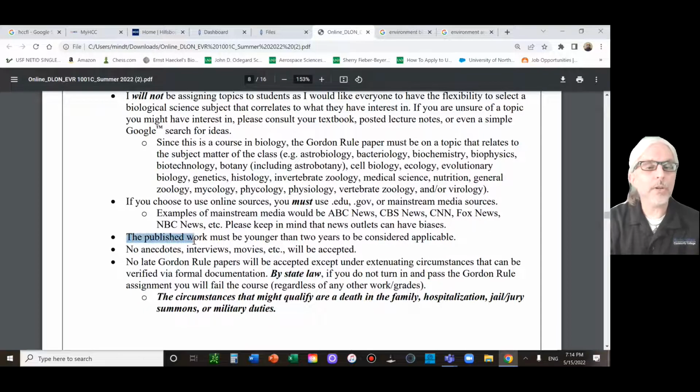Generally in biology, it's considered appropriate for the paper to be 2 years or younger. The science changes rapidly. Now, could you find something that's older than 2 years? Sure, why not? Send me an email if you have a question on that.